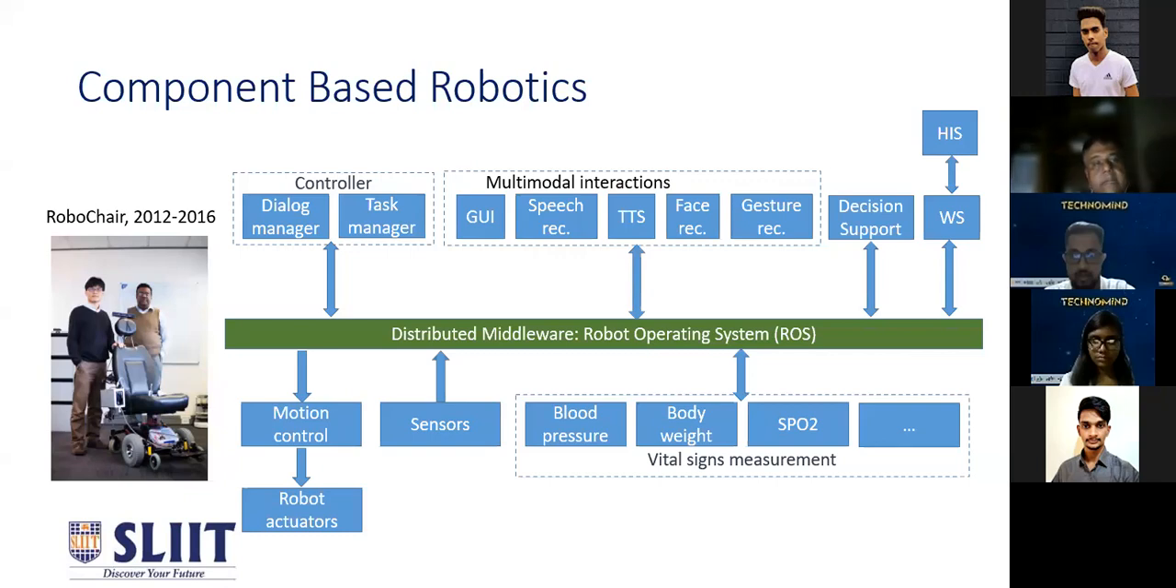Now here I have shown the architecture of one of the projects that we completed some time ago. It was a robotic wheelchair, and this wheelchair was capable of detecting speech and generating speech, detecting gestures, detecting faces, and measuring blood pressure, and so on, doing several different things. Now, these things were implemented as different components.